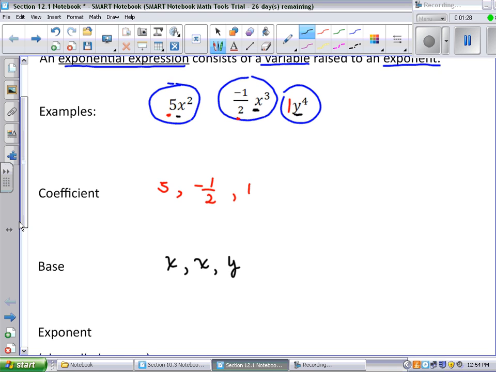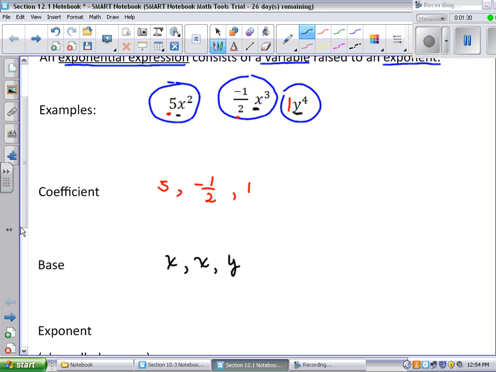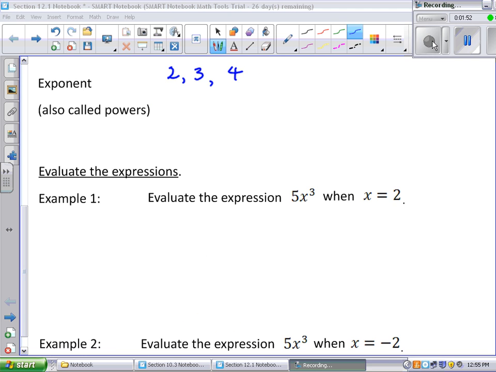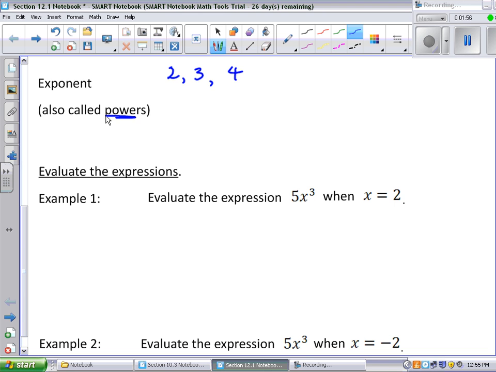And lastly, we're going to look at the exponents. The exponent on the first expression is the squared. It is a 2, the exponent on the variable. The exponent on the second expression, -1/2 x cubed, is 3. And the exponent on the last expression is 4. Exponents can also be called powers.